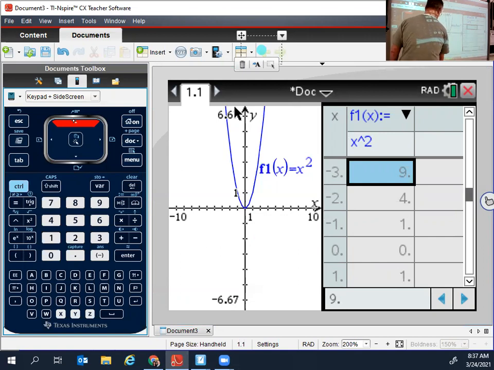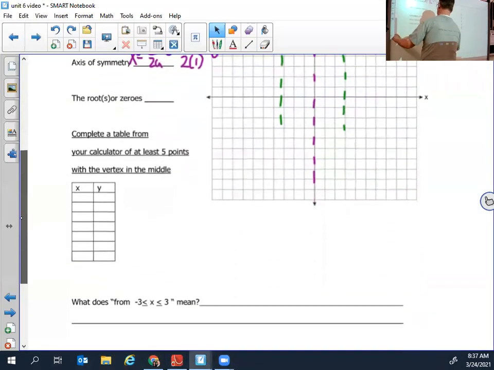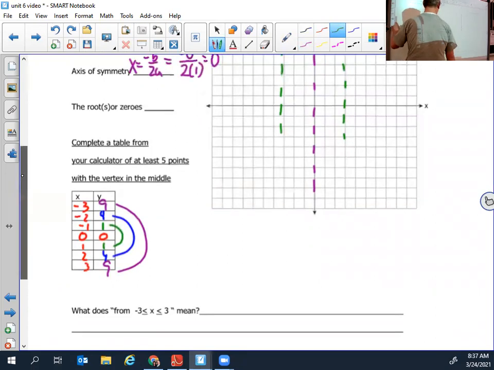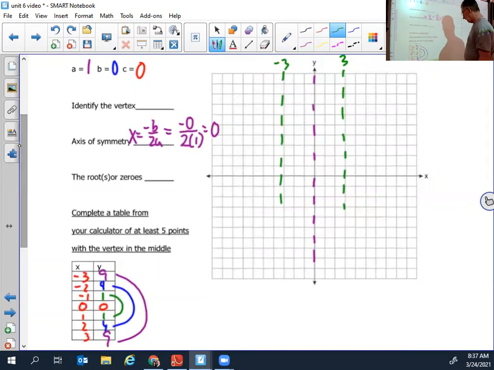All right, so let's fill in our table. And when I fill in my table, I should put that vertex, that low point, the 0, 0 in the middle. And so -3, -2, -1, 1, 2, 3. And if you think about it, we have 1, 1, 4, 4, 9, 9. So you can see that around that axis of symmetry, you have points that match up with each other.